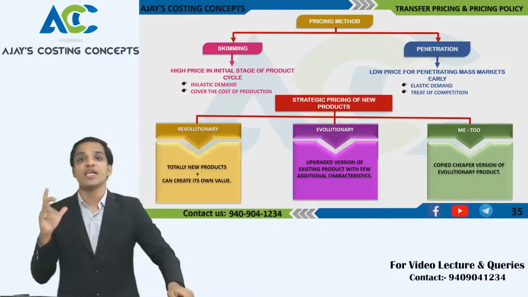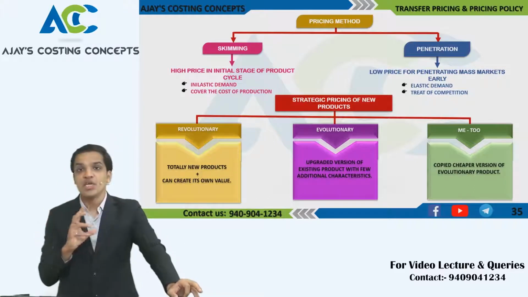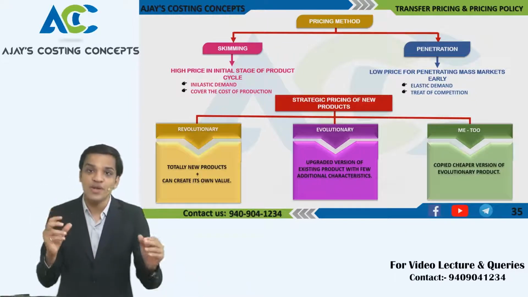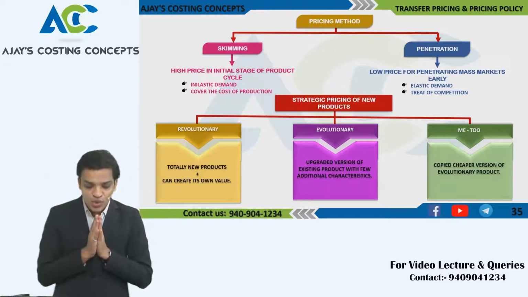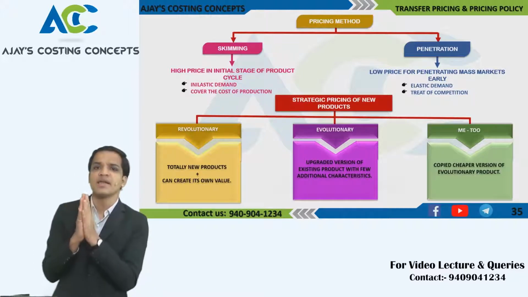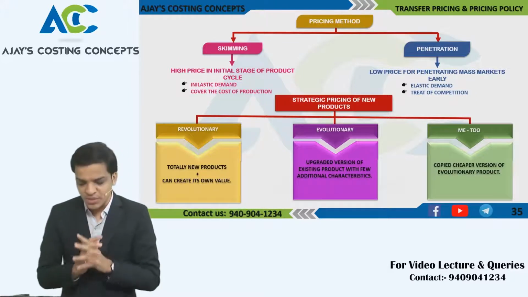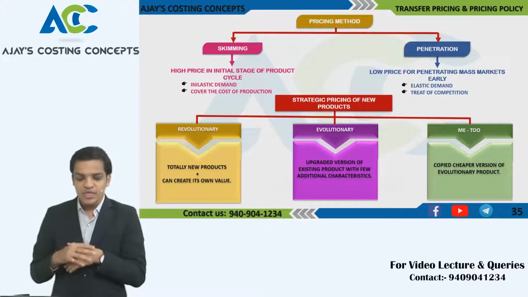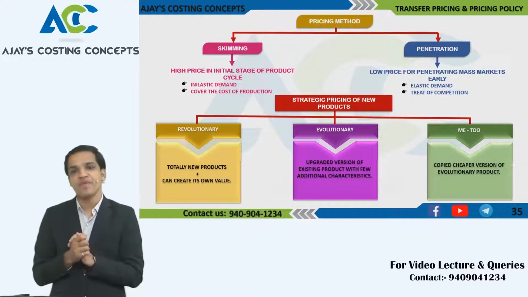Strategically you decide to give a change, to give an evolution to the price, to give an evolution to the product. This is what you do: an upgraded version of an existing product with a few additional characteristics that you give to your customers. Then there is me too. Me too is a copied cheaper version of the evolutionary product.